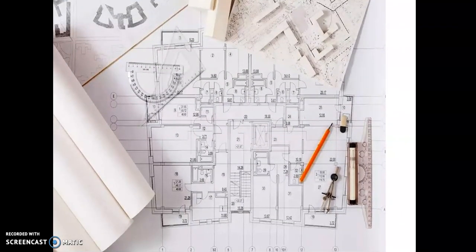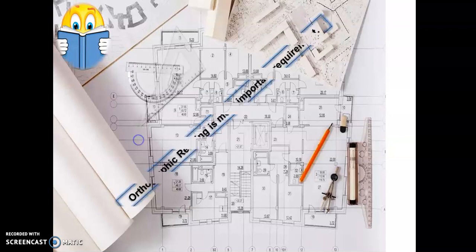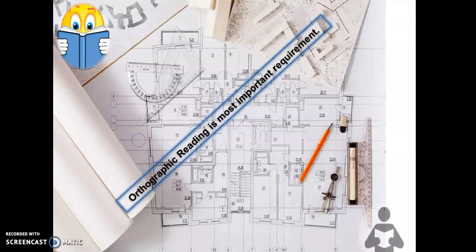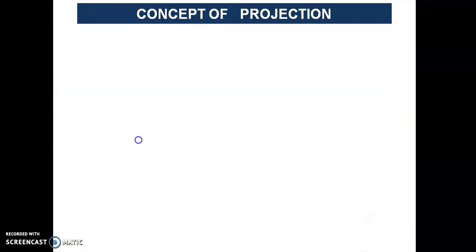It is the graphical representation of physical objects and their relationships. The ability to read a drawing is the most important requirement of all technical people in the engineering profession. We'll focus on the key concept of orthographic projection in this module. Now let us discuss the concept of projection.